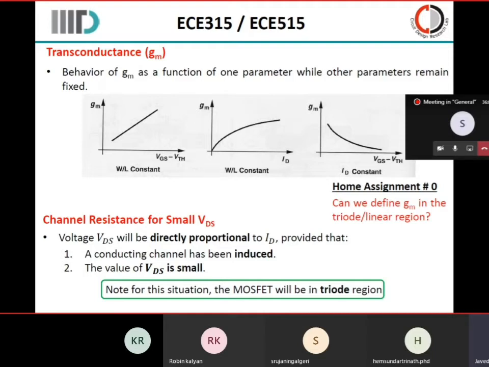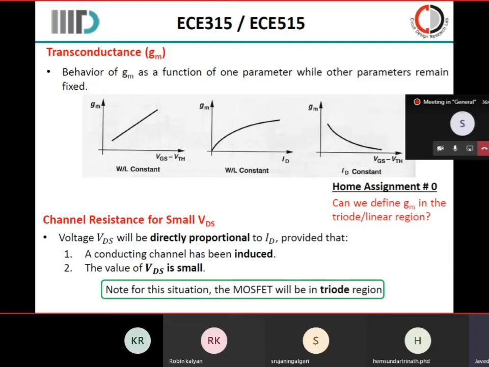The second graph to remember is keeping your W/L constant with ID. As you increase ID, gm slowly saturates, and it is similar to your ID versus VDS curve. Another one that you will use a lot when you're doing biasing circuits is when ID is constant, then you vary your VGS minus VTH to understand the response of the transconductance that is seen.